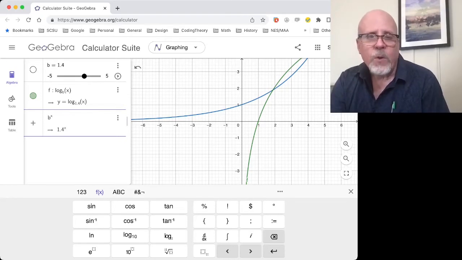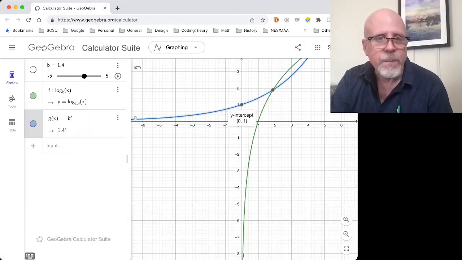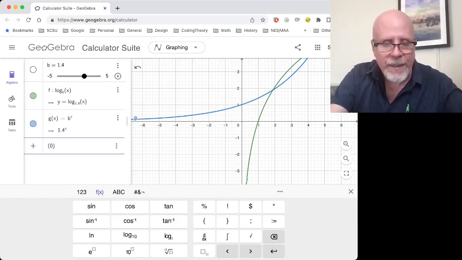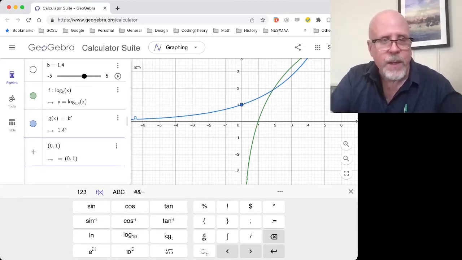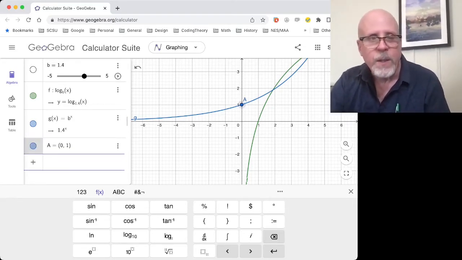One thing that is always going to be on that exponential graph is the point I'm trying to hold my cursor over right now. It's the y-intercept of the thing. It's the point (0, 1). Might as well put it into the algebra view so that it actually plots it and keeps it there for us.